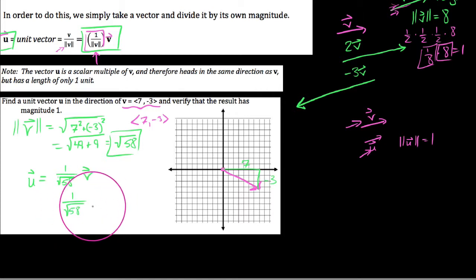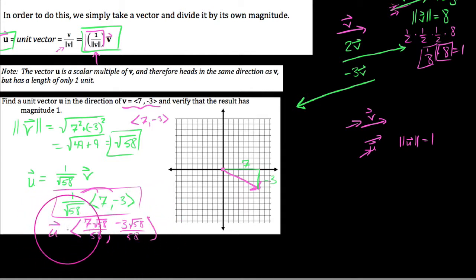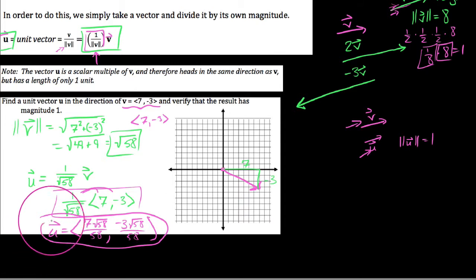So in order to finish this, here's what it looks like. We say 1 over radical 58, and we're taking this times the vector v, and the vector v had components positive 7, negative 3. So we can actually distribute this. Now, this is the unit vector right here, but you're going to see a lot of the time it'll be written this way: 7 root 58 over 58 is our x component, and negative 3 root 58 over 58 is our y component. So this is our unit vector u. In order to find it, all we did was take the original vector times the reciprocal of its magnitude. That's all we have to do.